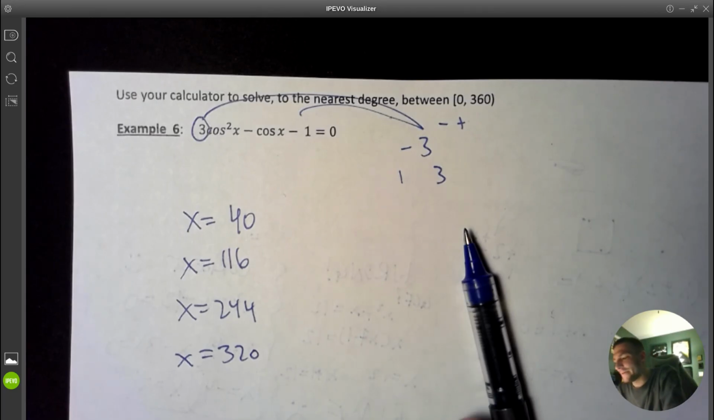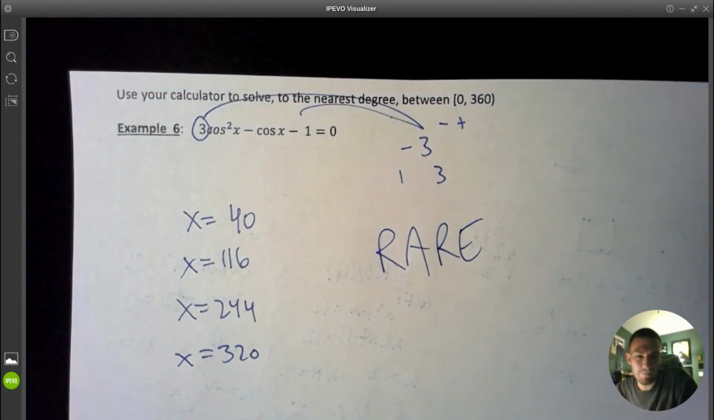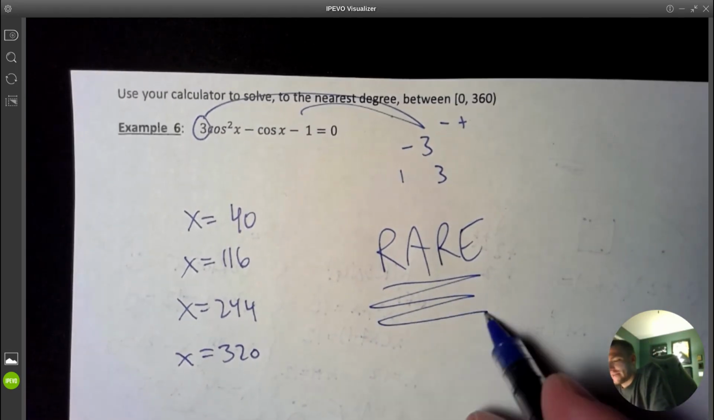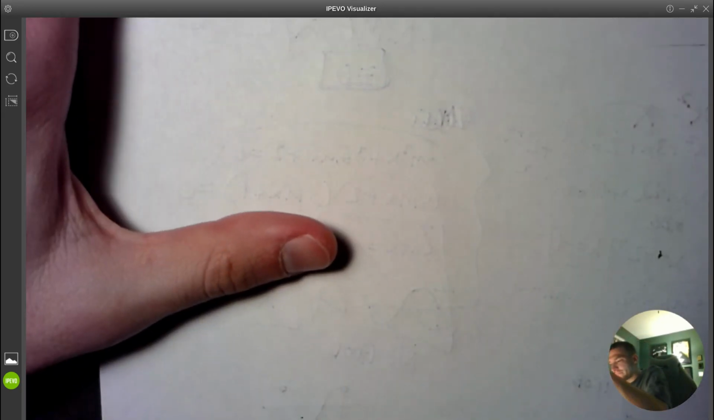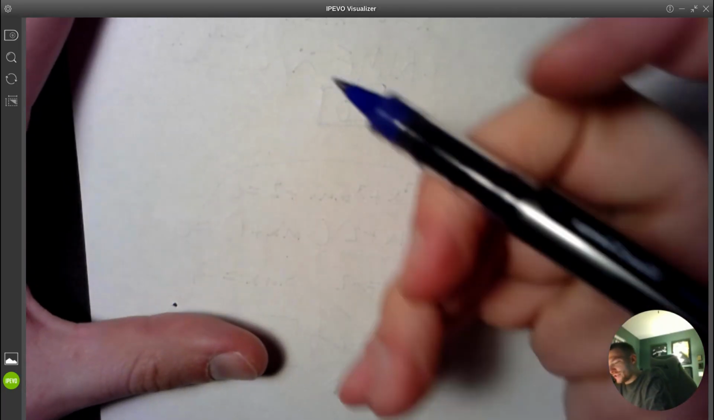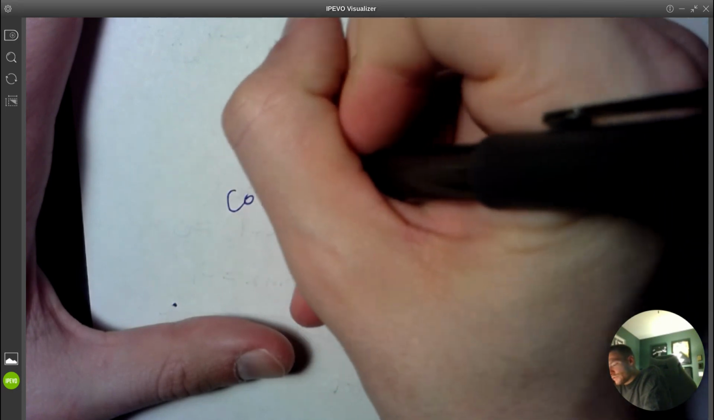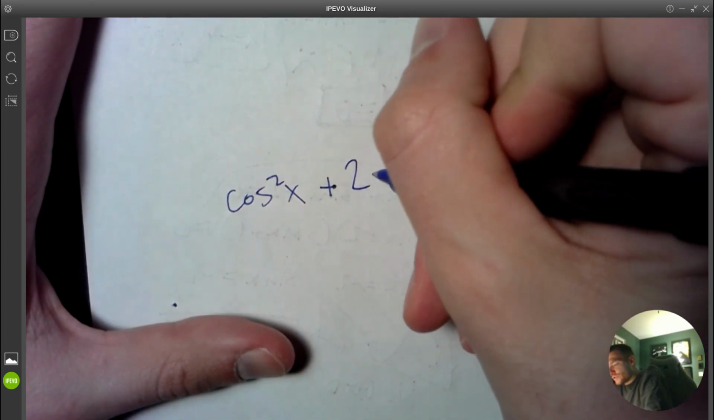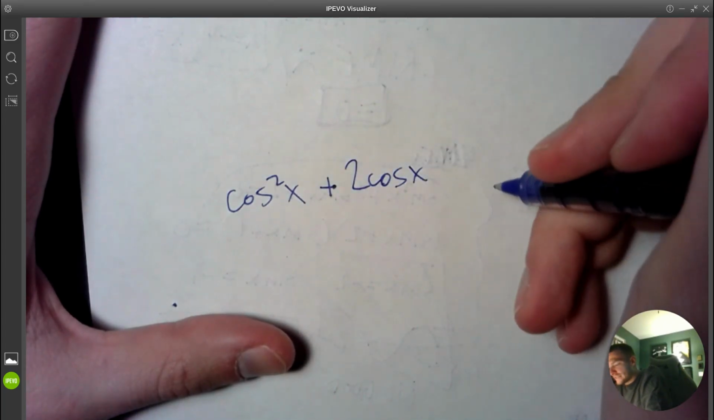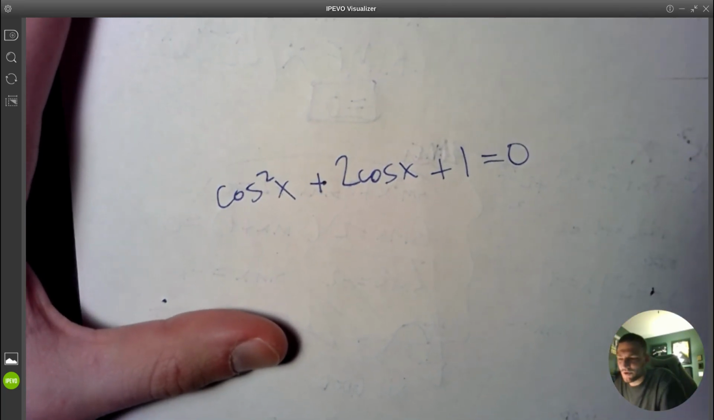Okay? I'll be honest, this is rare. Okay? I know we just spent like 5 minutes doing this. This is a rare thing. You're not likely to see this. What you're more likely to see is a question that looks something like, what about cosine squared x plus 2 cosine x plus 1 equals 0, right? This is much more likely.